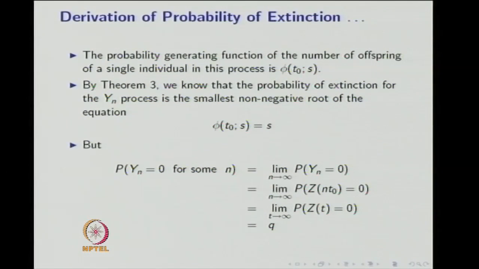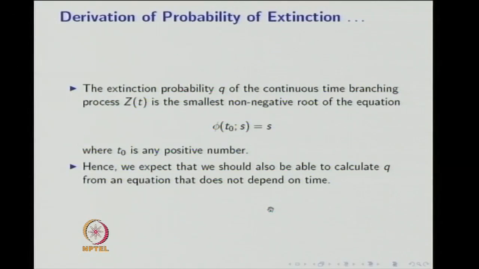Here we have concluded by Theorem 3 that the probability of extinction for the discrete time branching process Yₙ is the smallest non-negative root of the equation ψ(t₀, s) = s. Because of this, we conclude the probability of extinction of the continuous time branching process Z(t) is the smallest non-negative root of the equation ψ(t₀, s) = s, where t₀ is any positive number. Hence, we expect that we should also be able to calculate q from an equation that does not depend on time.